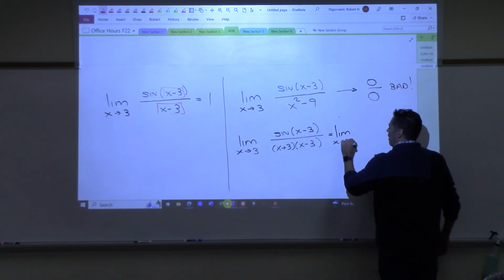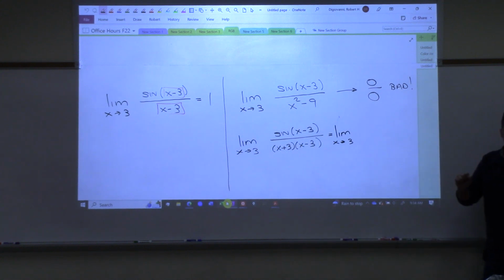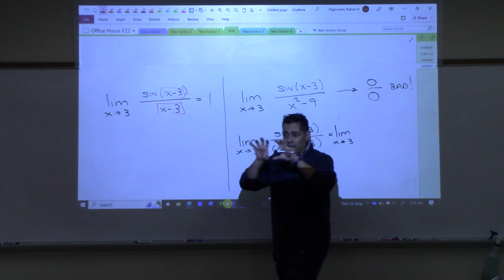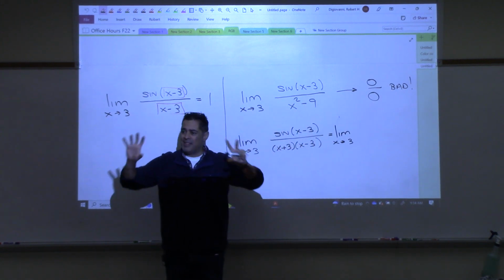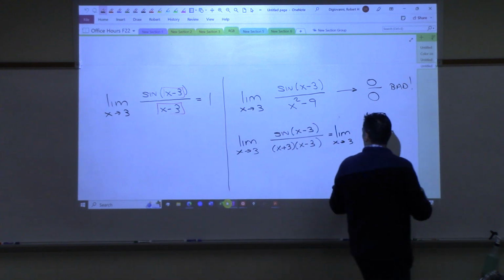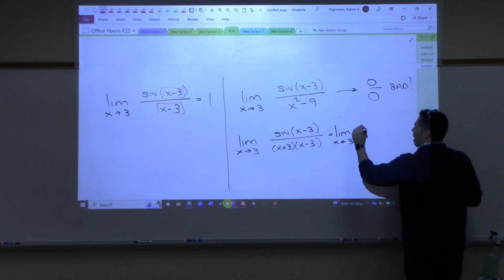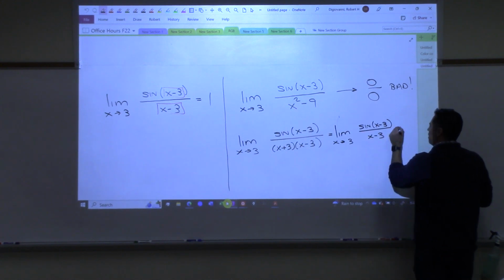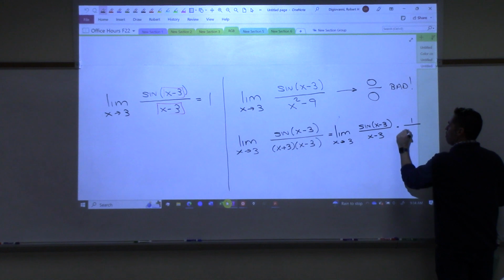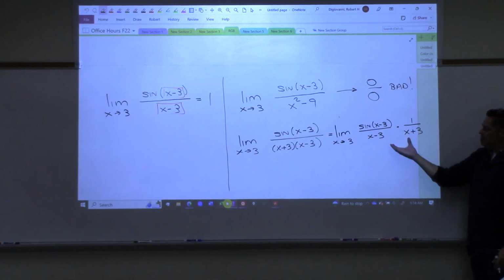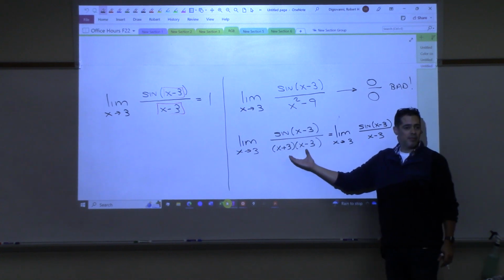Last class, I gave you the limit laws, and the limit laws said that if you're taking a limit of a product, two things multiplied, you can do the limits individually. So I'm going to use that limit law, and watch the way I write this. I'm going to do sine of x minus 3 over x minus 3 times the fraction 1 over x plus 3. I need you to agree that this expression is exactly the same as this, right?